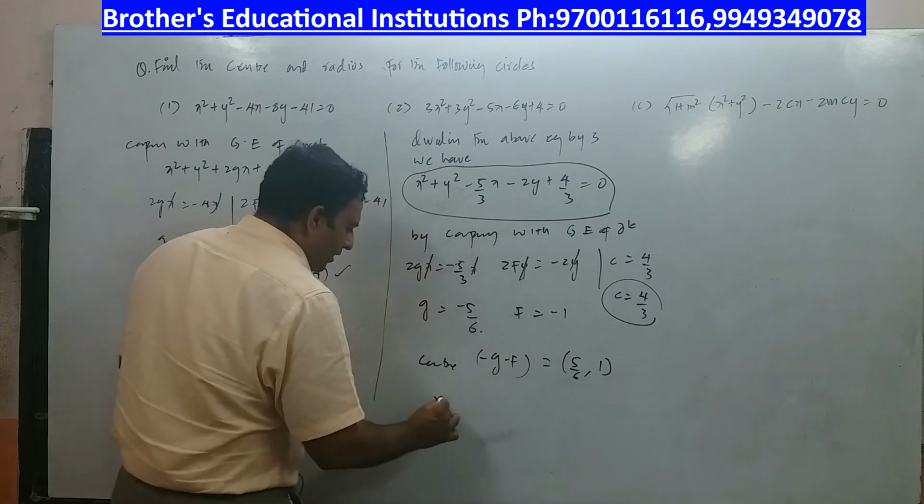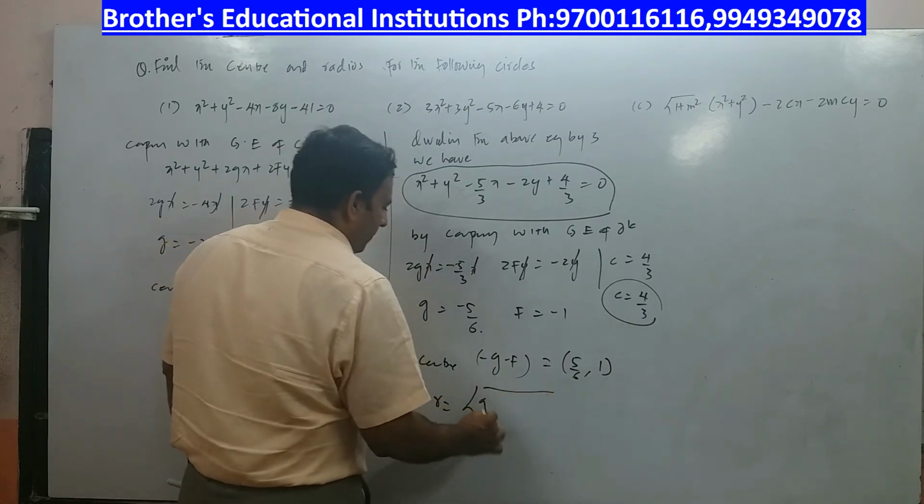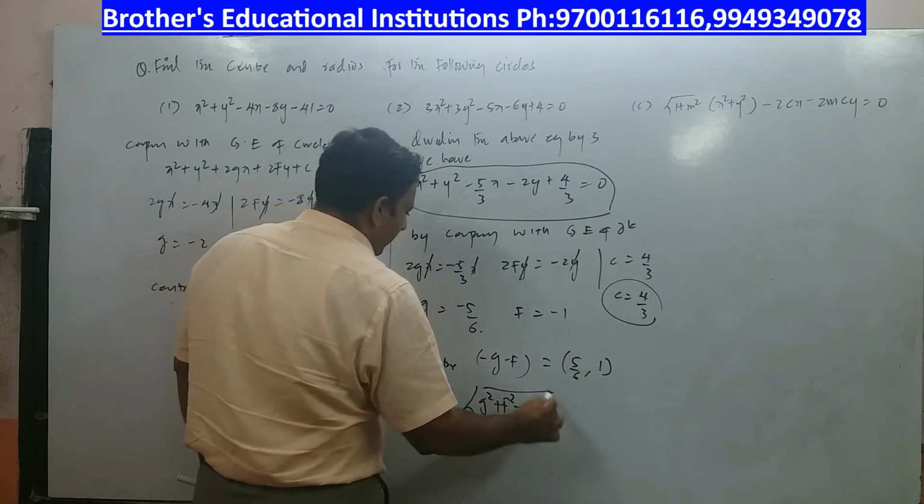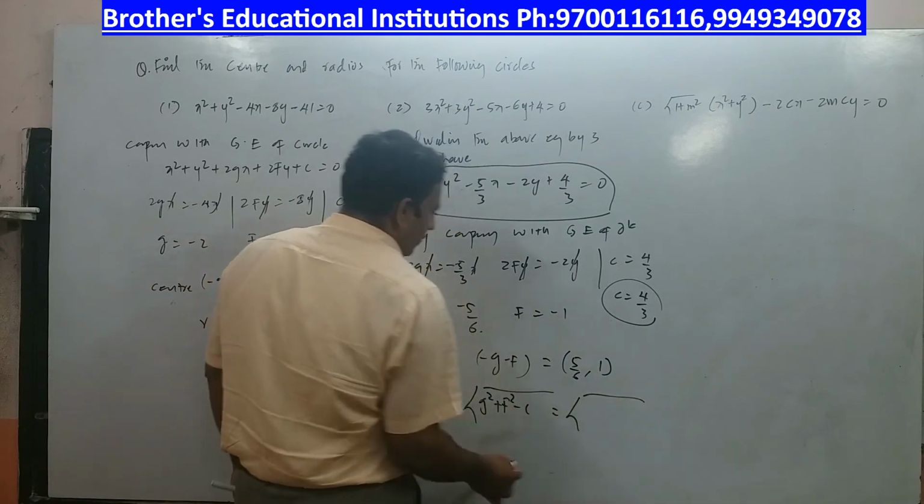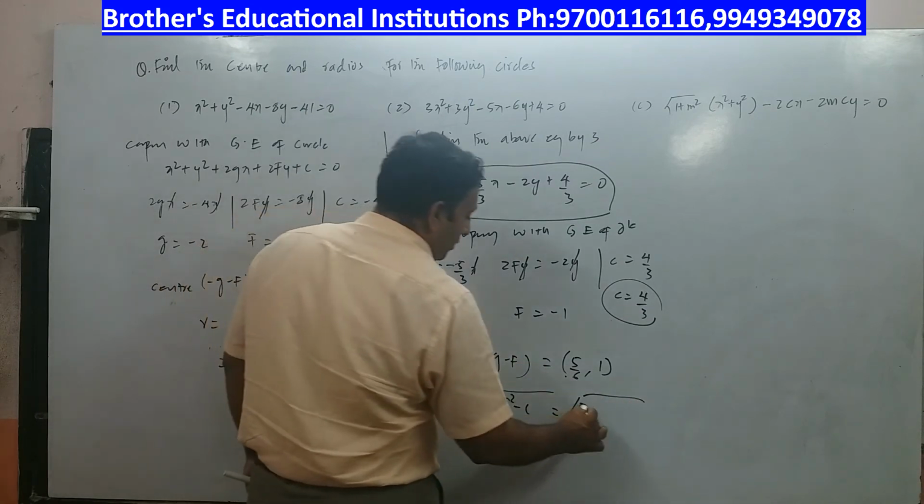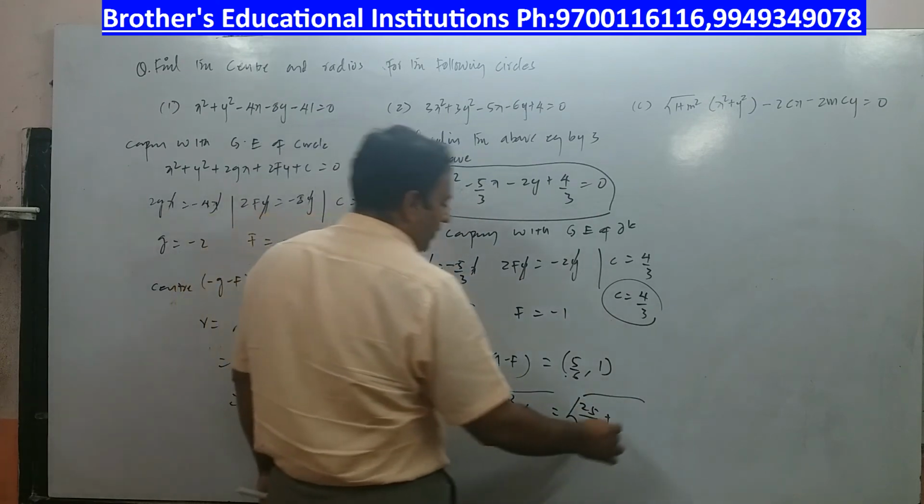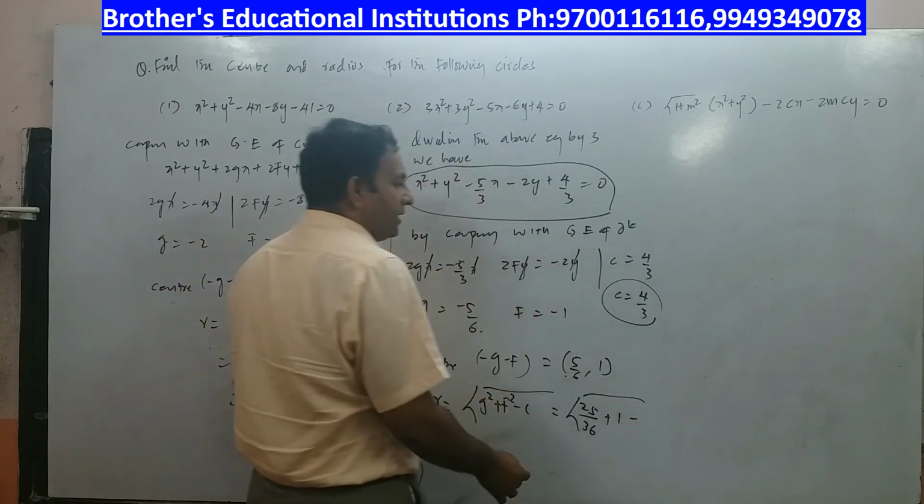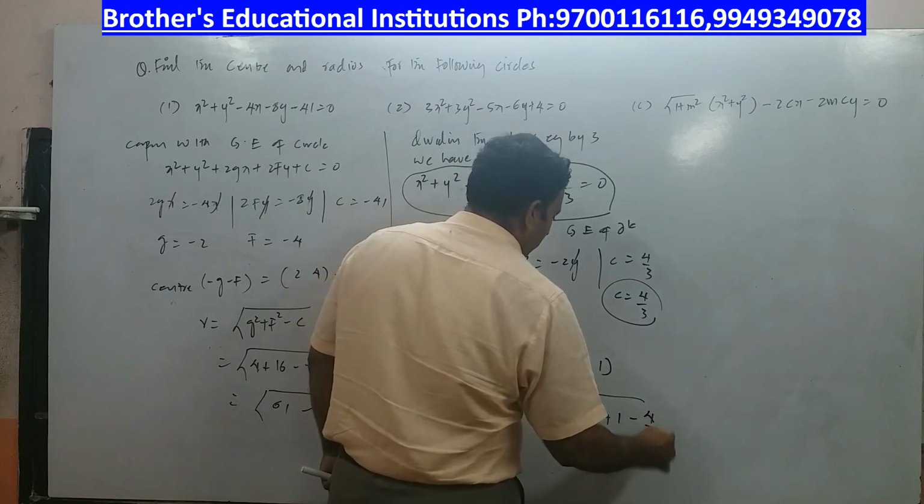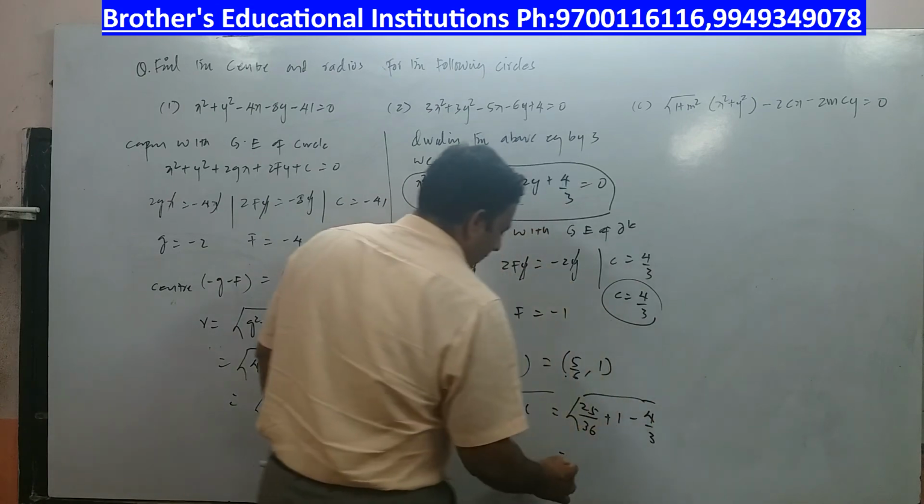Now you are interested in the radius. Radius is equal to the formula root of g square plus f square minus c. That is equal to under root of g square. What is g square? 5 square, 25, by 6 square, 36, plus f square. What is f square? F square, that is 1 square. Minus c. Minus c is what? Minus 4 by 3. So the radius.